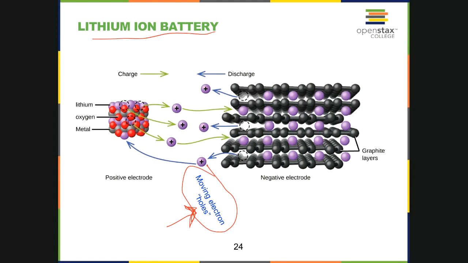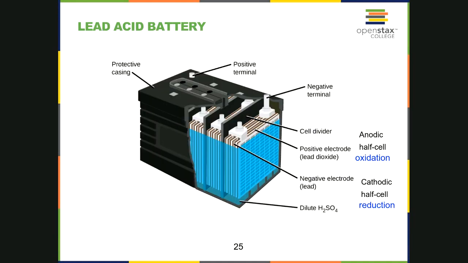Okay, let's look at one more type of battery. This is going actually backwards as far as being modern. This has been around for a long time, and that is the lead acid battery. This is what is in your automobile battery.